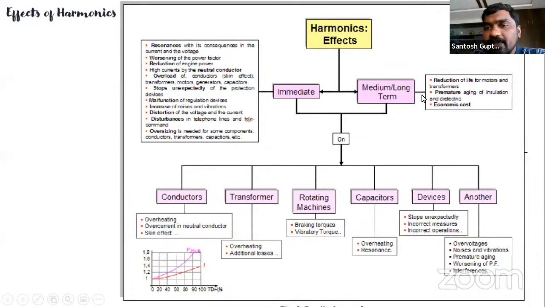And also over a long and medium time, it will reduce the life of the equipment, cause aging of insulation and dielectric, and it has an economic cost. If you see individually, conductors will have overheating, overcurrent in the neutral conductor, and a skin effect. For the transformers, there's overheating and additional losses. For rotating machines, there will be braking torque and vibrating torque. For the capacitors, overheating. And for other devices, they stop unexpectedly, or there are incorrect measurements or incorrect operations. So there are multiple effects of harmonics in the electrical system.